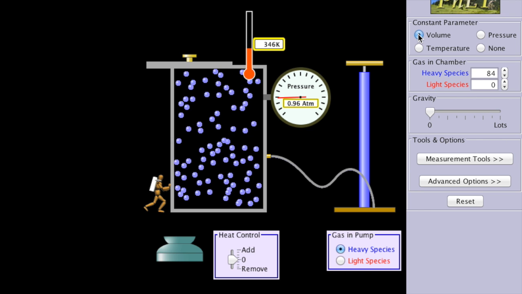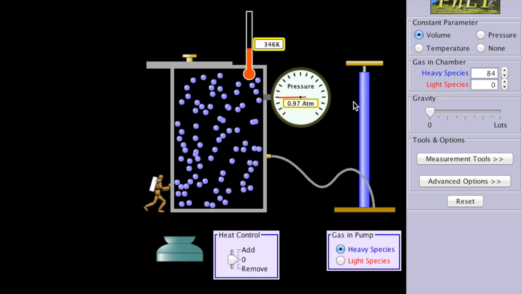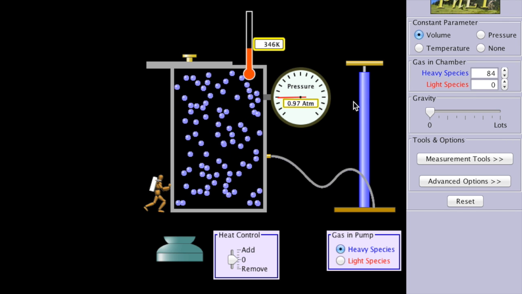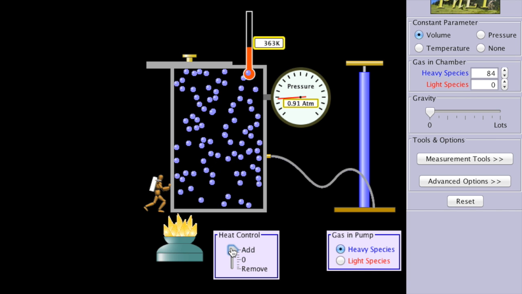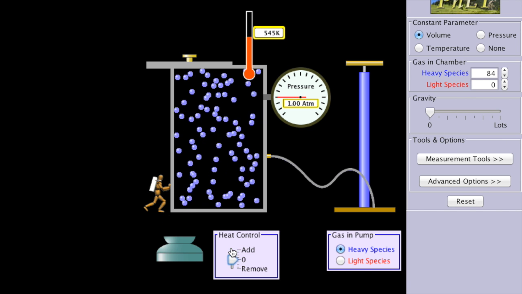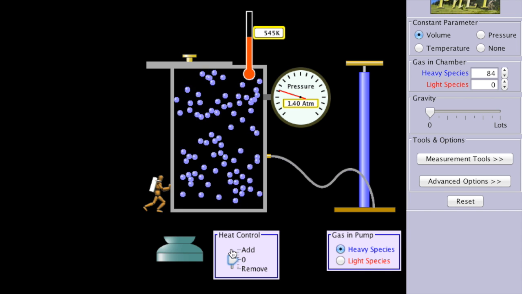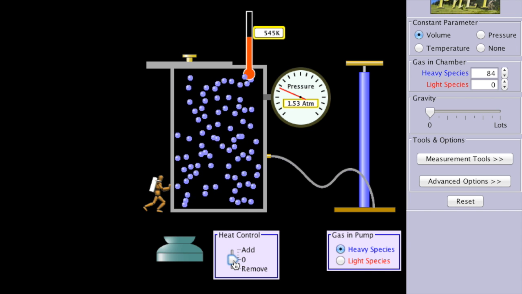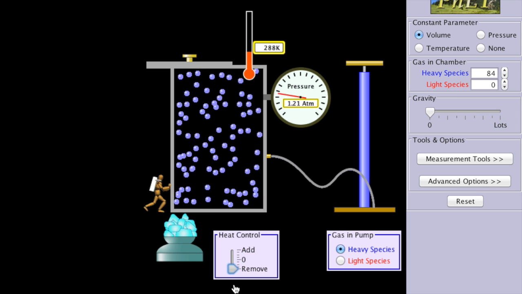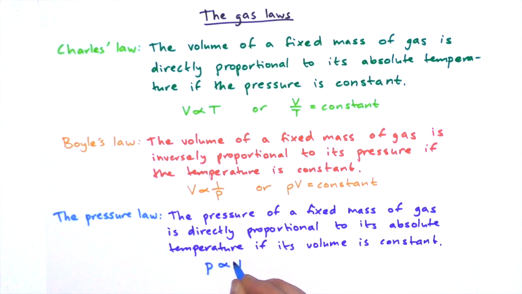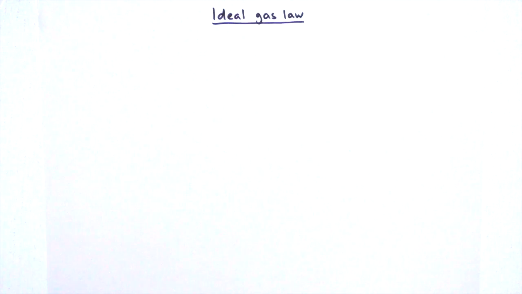And that means that we can't change the volume of this. We can only change the temperature, and then we can measure the pressure. So if I increase the temperature of this, we should see the pressure increase. Yeah, so the pressure is increasing. And if we decrease the temperature, then the pressure decreases. So pressure is proportional to T. And we could also say that P over T is equal to a constant. So let's see what happens if we combine all of these three gas laws.